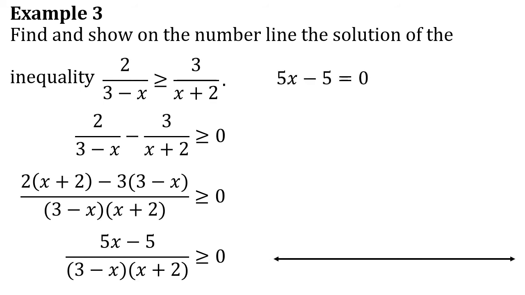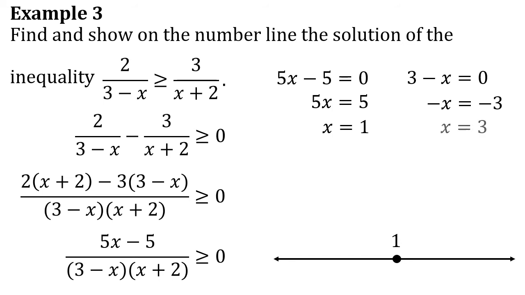Let us solve for the critical points or critical numbers. So 5x minus 5 equals 0. That's the numerator. 5x equals 5, so x equals 1. So that's our first critical number. Then solve for the second critical number. 3 minus x, so equate it to 0. 3 minus x equals 0. Negative x equals negative 3. So divide both sides by negative 1. We're going to get x equals 3. So 3 is our second critical number.